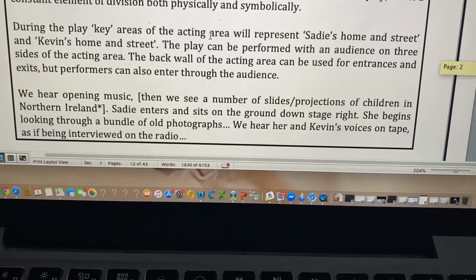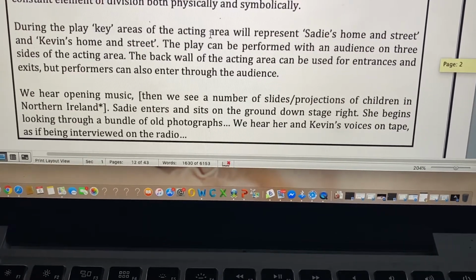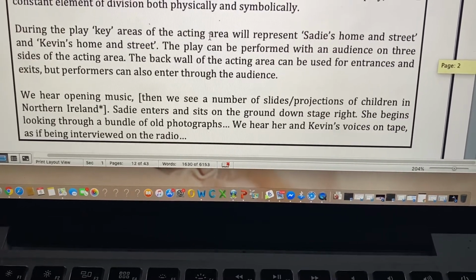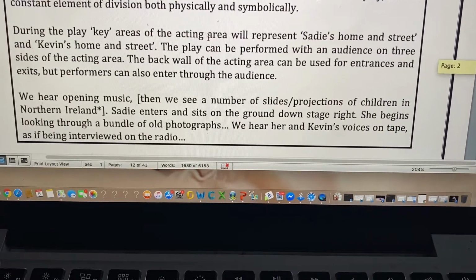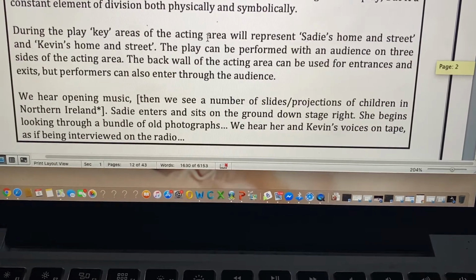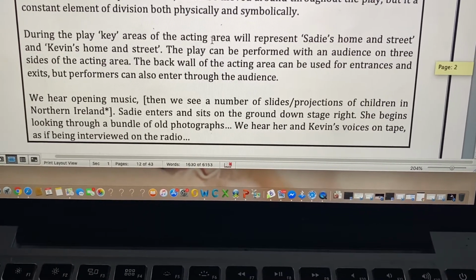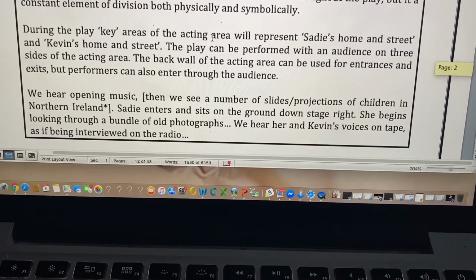We hear opening music, then we see a number of slides, projections today, of children in Northern Ireland. Sadie enters and sits on the ground down stage right. She begins looking through a bundle of old photographs. We hear her and Kevin's voices on tape as if being interviewed on the radio.